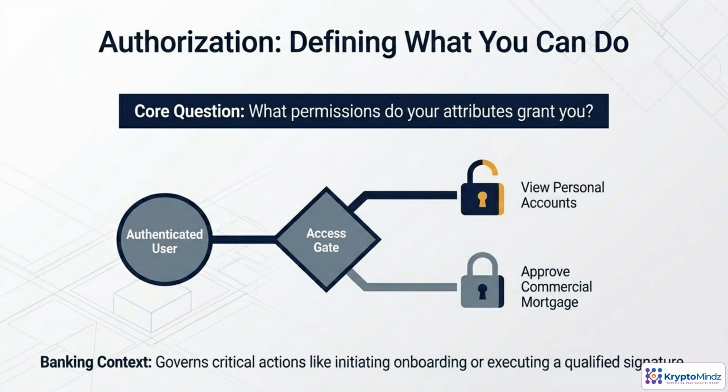Once a user is authenticated, authorization decides what they're actually allowed to do. Think of it as an access gate that evaluates attributes and roles: retail customer, commercial officer, approver, and so on. The same person might be allowed to view their own accounts, but completely blocked from approving a commercial mortgage. In our eIDAS banking scenario, these rules govern high-risk actions like starting onboarding steps or executing a qualified electronic signature.